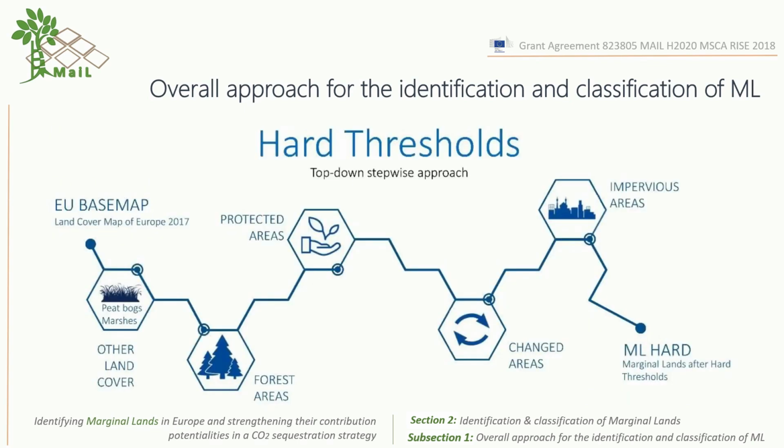In the first step, the so-called hard thresholds and constraints were implemented by following a top-down, stepwise approach. Starting with the whole European area, areas that did not meet the requirements of the definition of marginal lands were incrementally removed. Such areas included permanent water and snow areas, agricultural lands, peat bogs, marshes and more, forest areas, protected areas, impervious surfaces and recently changed areas. This procedure was applied uniformly across Europe since the same constraints apply.